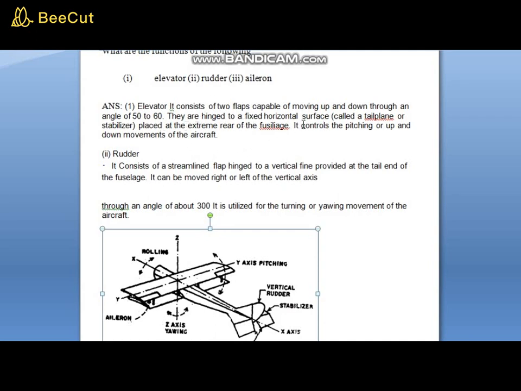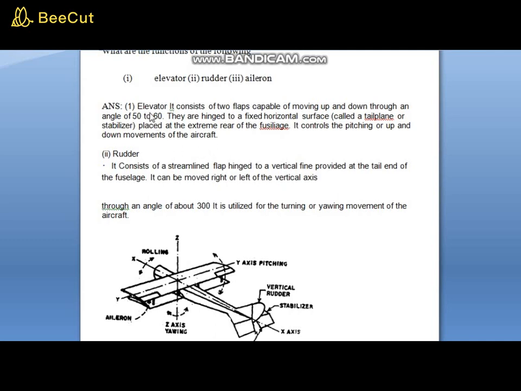They are hinged to a fixed horizontal surface called the tail plane or stabilizer, placed at the extreme rear of the fuselage. It controls the pitching or up and down movements of the aircraft.